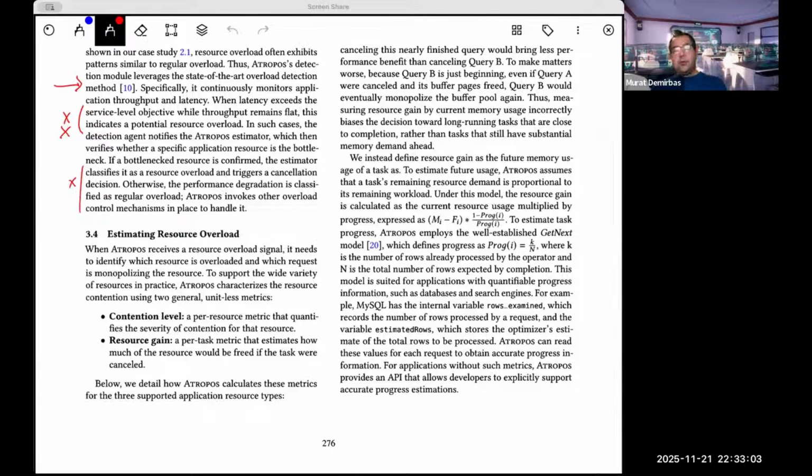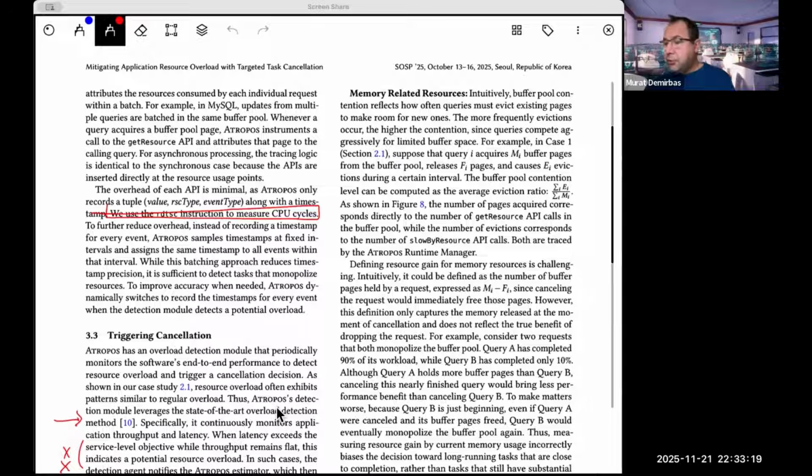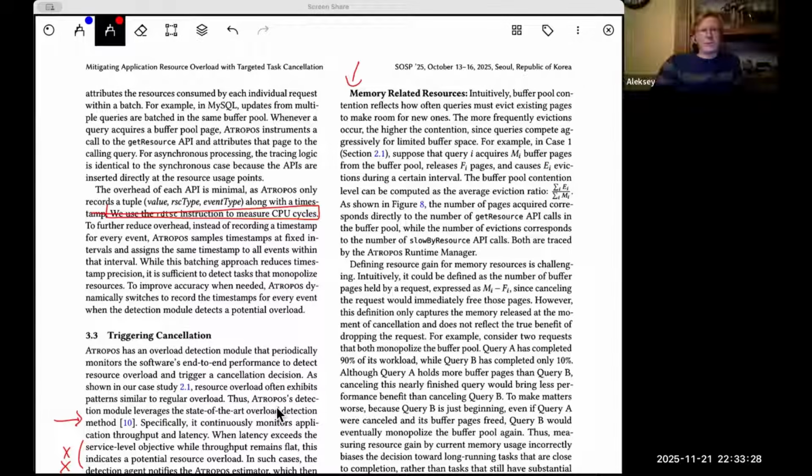Okay, estimating resource overload. Contention level, resource gain. Below we detail how Atropos calculates these metrics for the three supported application resource types. Memory-related resources. Intuitively, buffer pool contention reflects how often queries must evict existing pages to make room for new ones. The more frequently evictions occur, the higher the contention, since queries compete aggressively for limited buffer space.